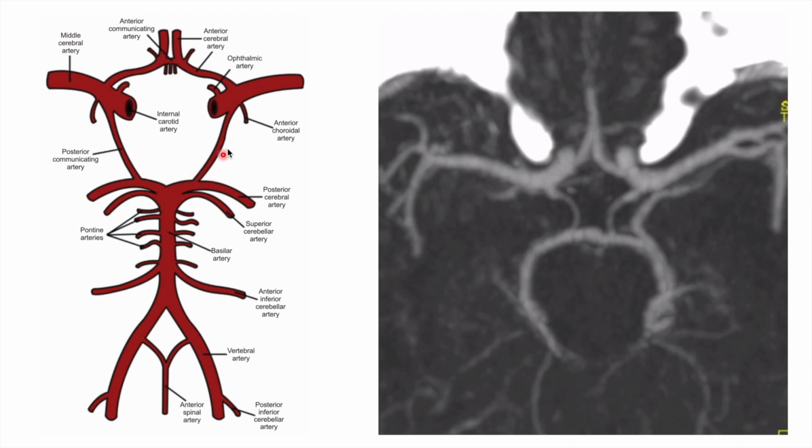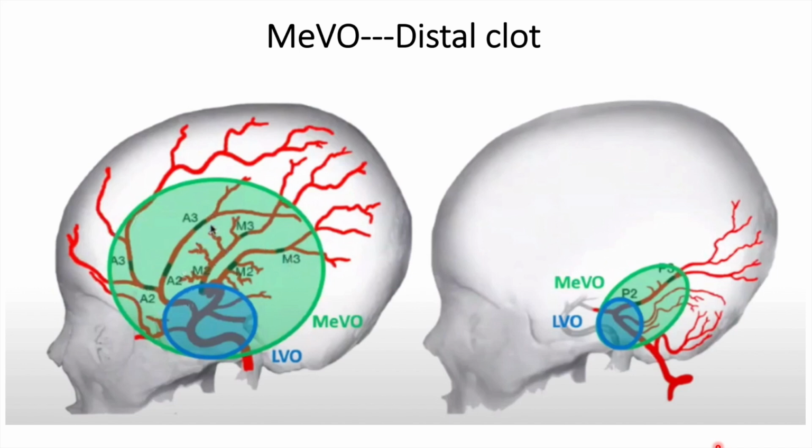If this is intact, then you get collateralization of your large vessel occlusions. At times, if the circle of Willis is not intact, then it may not be possible. And that is what most of the interventions and trials have been focused on. But now we are also talking about MEVO. MEVO is the medium vessel occlusion, which means a distal clot. It could be a primary distal clot, which just goes and dislodges there, or it could be a secondary clot while we are taking clot out from the large vessel occlusion. A fragment of the clot breaks and it goes into one of the distal territories.